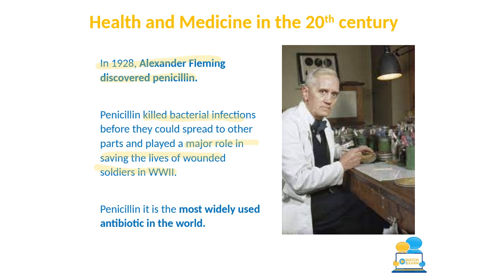And penicillin is an antibiotic. So again, you've probably heard that term before, antibiotic. So penicillin is now the most widely used antibiotic in the world. Basically many antibiotics contain penicillin now because it's so effective in killing bacterial infections and preventing them from spreading to other parts of the body. And it saved many, many lives.